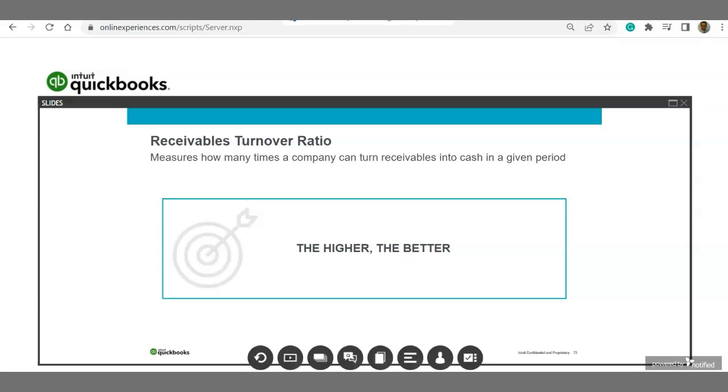Now, I mentioned that this ratio is calculated by taking credit sales divided by accounts receivable. Let me just go back a second and talk about that. When you look at your P&L, you see total sales. It may be that the company has recorded its revenue by transactions, by invoice transactions. So the credits in the revenue section may all be attributed to debits in accounts receivable. In that case, all of the revenue is going to be credit sales.